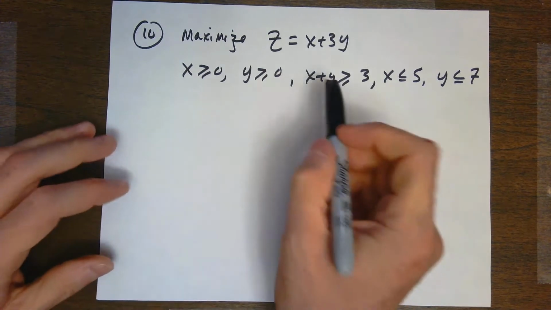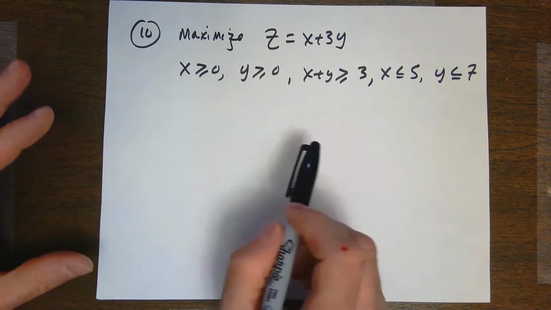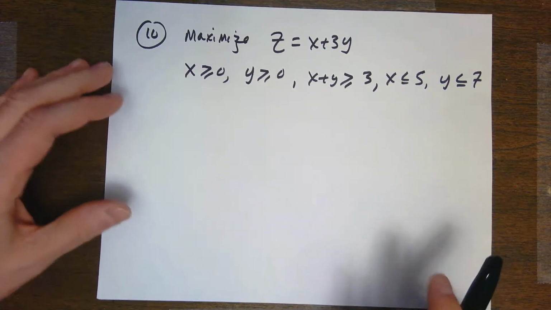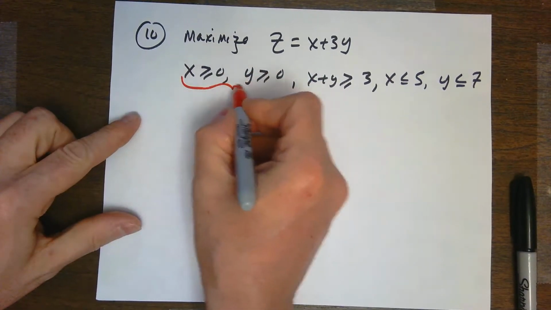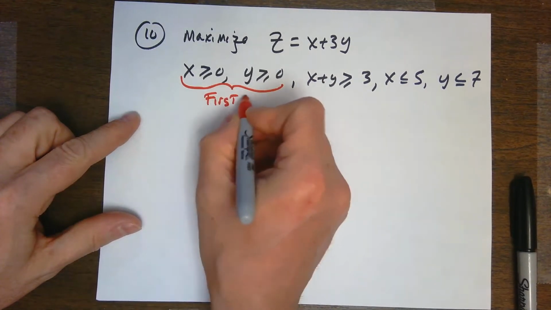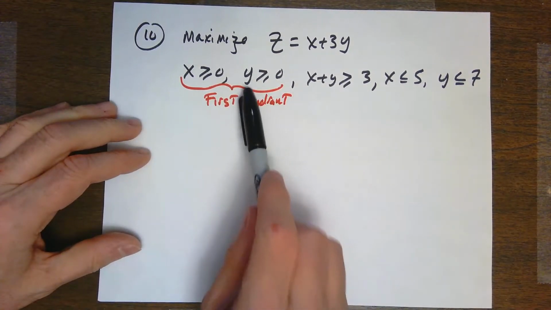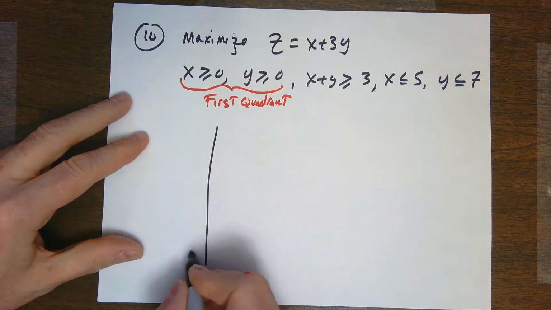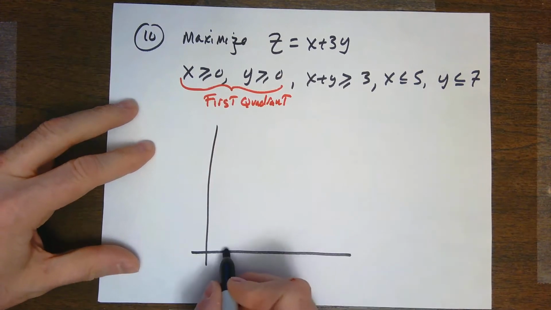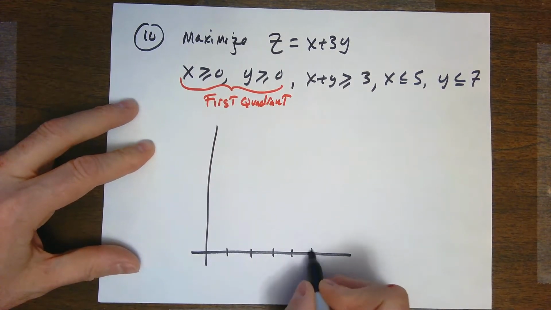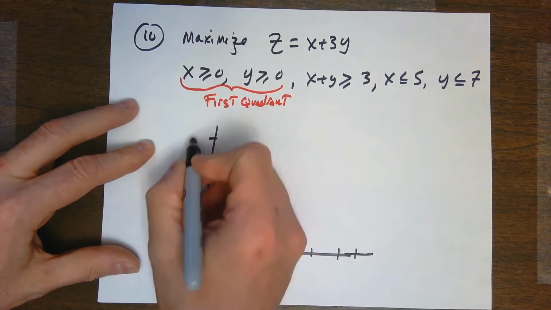So the way I'm going to do this is I'm going to graph these constraints here. Now, the first one I'm going to do, I'm not going to use graph paper. We're just going to sketch it out here. X greater than or equal to 0, y greater than or equal to 0. Whenever you see these two constraints, it really means that it's a first quadrant only graph. So I only care about the first quadrant. And it looks like my y goes as high as 7, my x goes as high as 5. So 1, 2, 3, 4, 5, 6, 7.